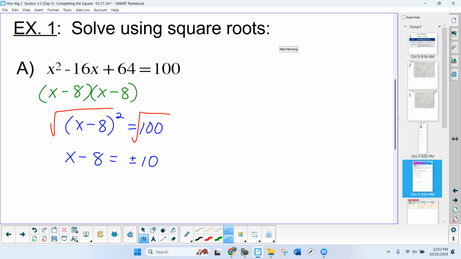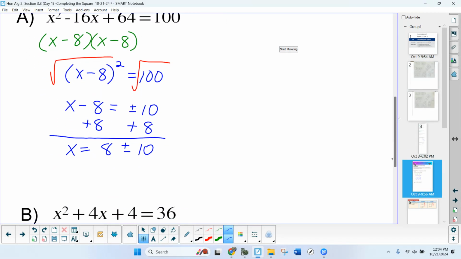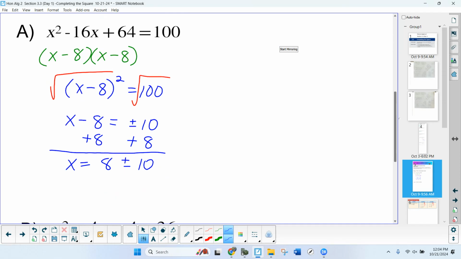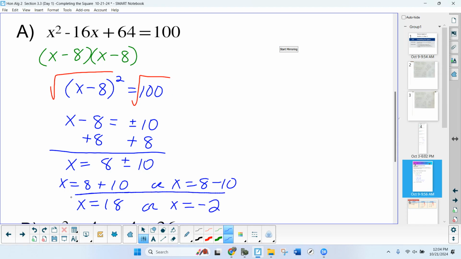What do you do now to get this all by itself? The 8x, you do what? Add 8. And if you remember, whenever we added 8, I always had you put this number first with the plus or minus number second. So I'm going to write 8 plus or minus 10. Because for whatever reason, you guys make mistakes going from here to the two answers. So now you're going to do 8 plus 10 or 8 minus 10. What's 8 plus 10? 18. What's 8 minus 10? And there's your two answers.